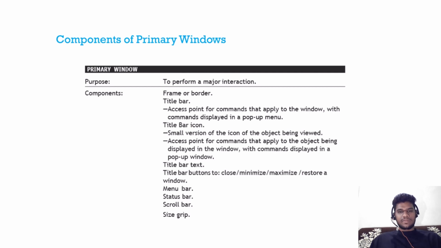What is a title bar? It is nothing but an access point for commands that apply to the window, with the commands displayed in the pop-up menu. And we have a title bar icon, a small version of the icon of the object being viewed, an access point for commands that apply to the object being displayed in the window, with commands displayed in the pop-up window. Title bar text. The title bar buttons to close, minimize, maximize, and restore a window, and a menu bar, a status bar, a scroll bar, and a size grid.